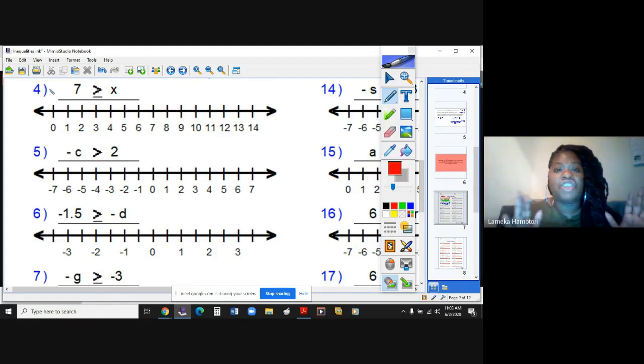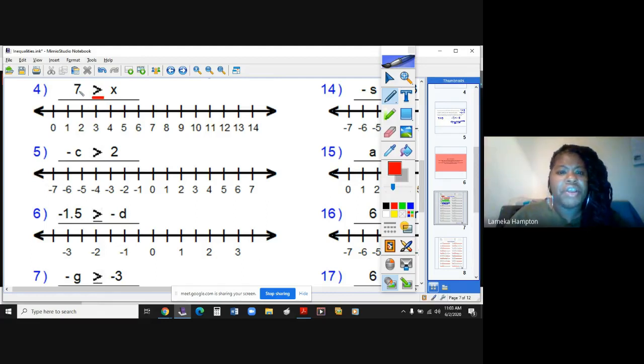So these are just numbers, or some of them are decimals. But remember, it doesn't matter if they're numbers, decimals, fractions, positive or negative. The rule still applies and it stays the same. Okay, so that's very important. All right, so looking at number 4, this is read as 7 is greater than or equal to x. Okay, so what they're saying is 7 is the bigger number, basically.